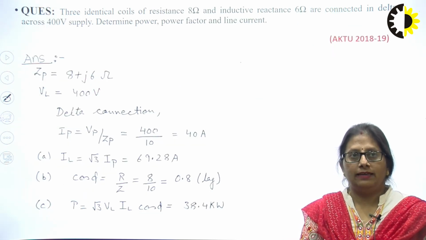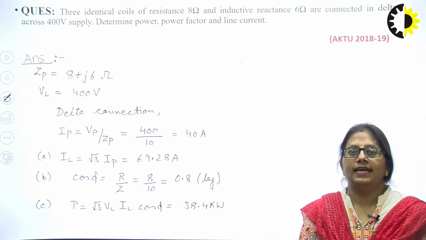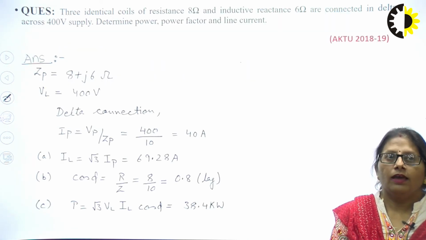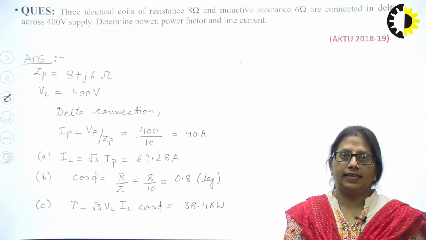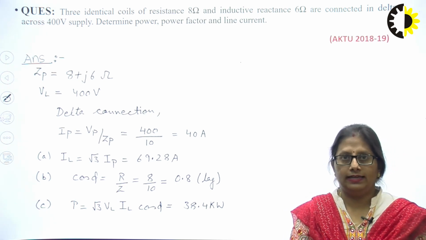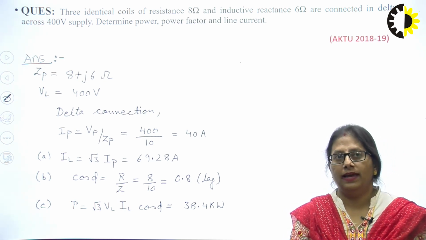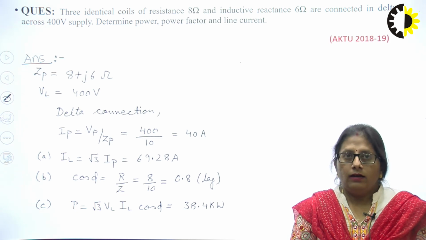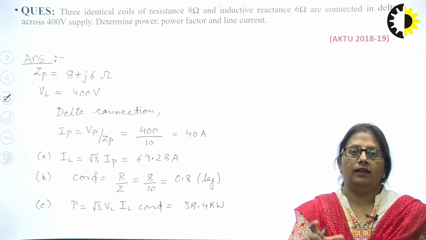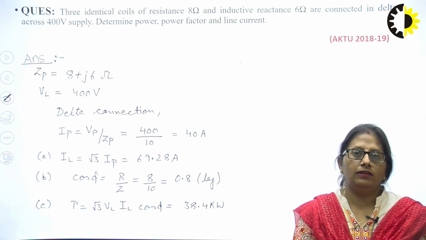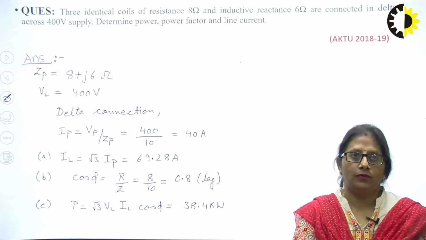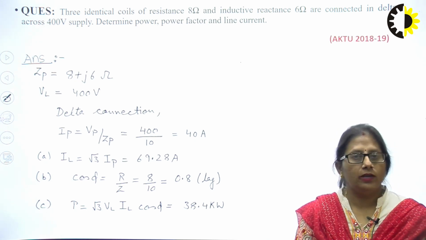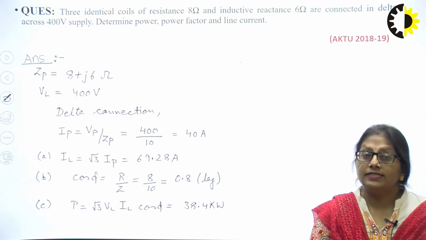Another question can also be taken. This has occurred in the university exam 2018-19. That is, 3 identical coils of resistance 8 ohms and inductive reactance 6 ohms are connected in delta across 400 volt supply. Determine the power factor and line current. Same kind of question. Here, instead of giving you the impedance in a rectangular form, the question has been given in distinct form, right? The value of the resistance is being given to you and the inductive reactance is being given to you. If that is so, we can always represent it in rectangular form, right?